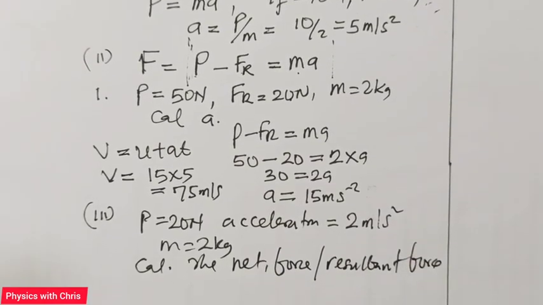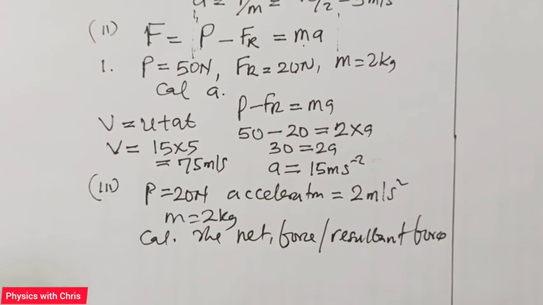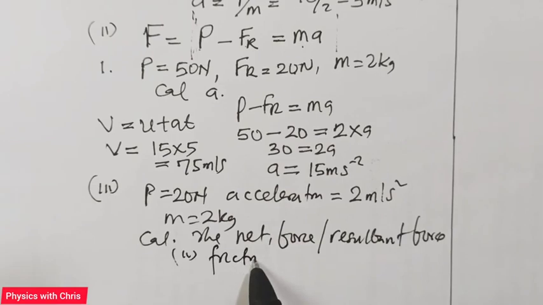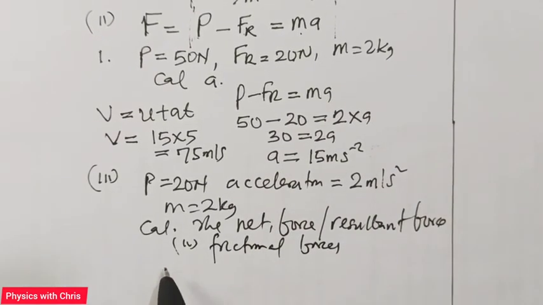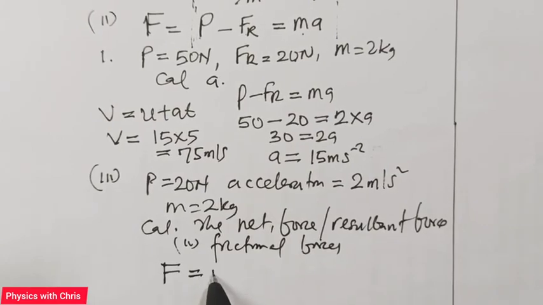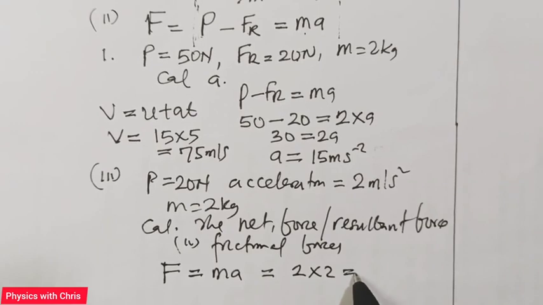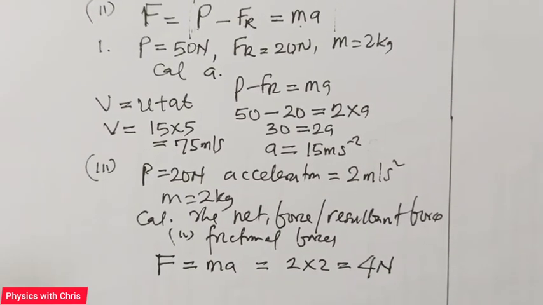Suppose a force P produces an acceleration of 2 meters per second squared on a block of mass 2 kg, given that there's a frictional force acting, and the frictional force is not negligible. What is the net force? That's number one. Then number two, calculate the frictional force opposing motion, the frictional force that opposes the motion of this body. So we write again the equation: resultant force is equal to mass times acceleration. That gives us 2 times 2, which is 4 Newton. So the resultant force acting is 4 Newton.